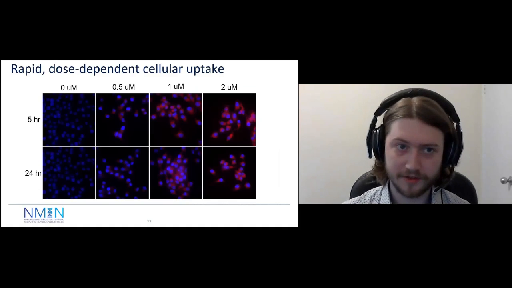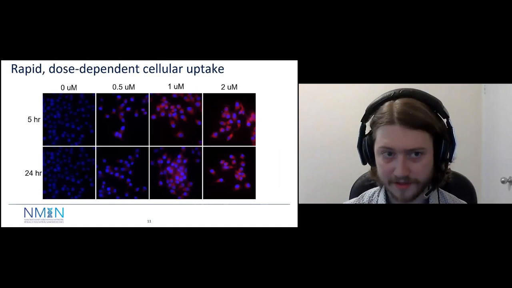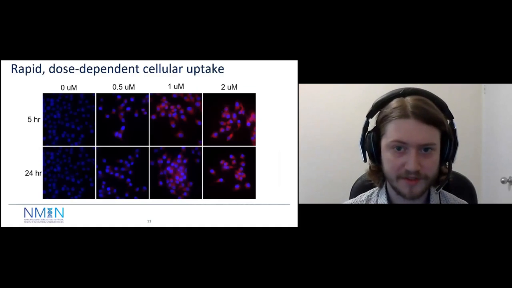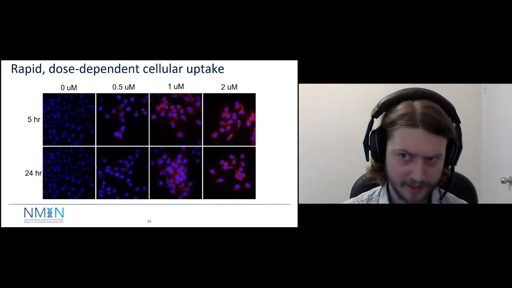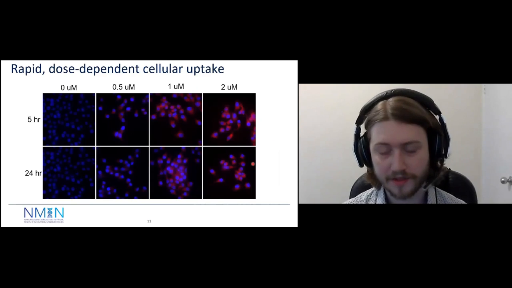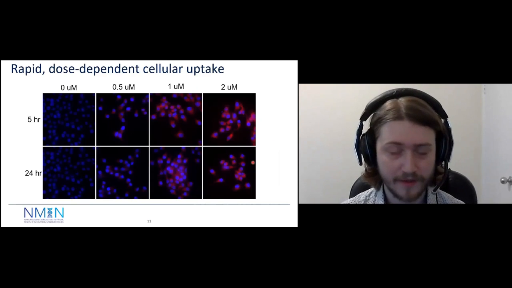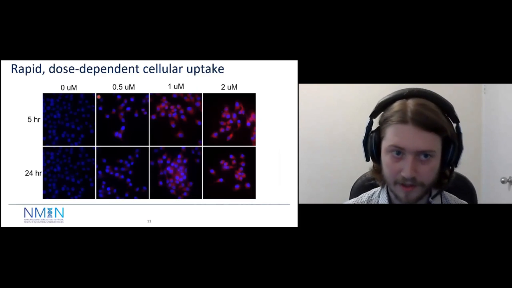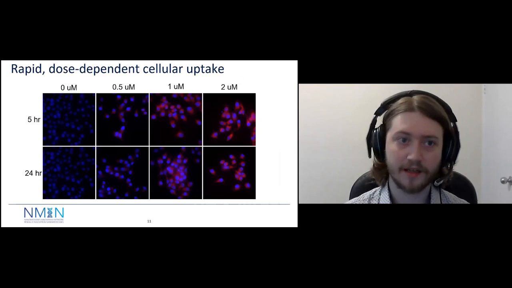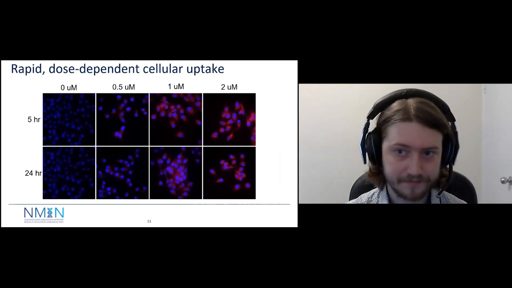I then moved on to my cellular uptake studies in a human epithelial cancer cell line. And what we see is that when we compare the brightness between these images, there's very little difference between 5 hours and 24 hours, indicating really rapid cellular uptake. We do, however, see very significant differences in brightness as we increase the drug concentration, indicating dose-dependent cellular uptake.